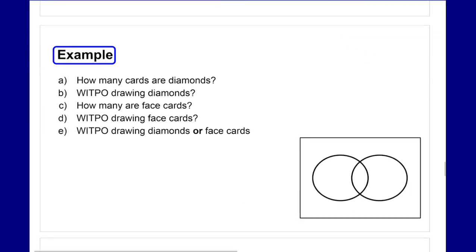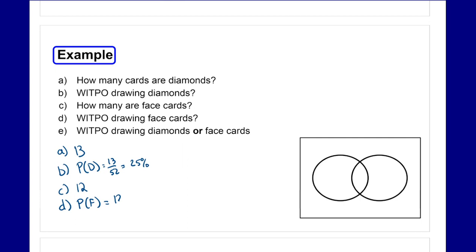So let's look at a quick example, looking at cards. So how many cards are diamonds? Well, it's a suit, so there are 13. What's the probability of drawing diamonds? So same as before, 13 out of 52, which is 1/4 or 25%. How many face cards are there? Well, there's 3 face cards, Jack, Queen, King for 4 suits, so there are 12 face cards. Now for D, what is the probability of drawing a face card? So the probability of drawing a face card would be 12 out of 52, which is 23.1% rounded.